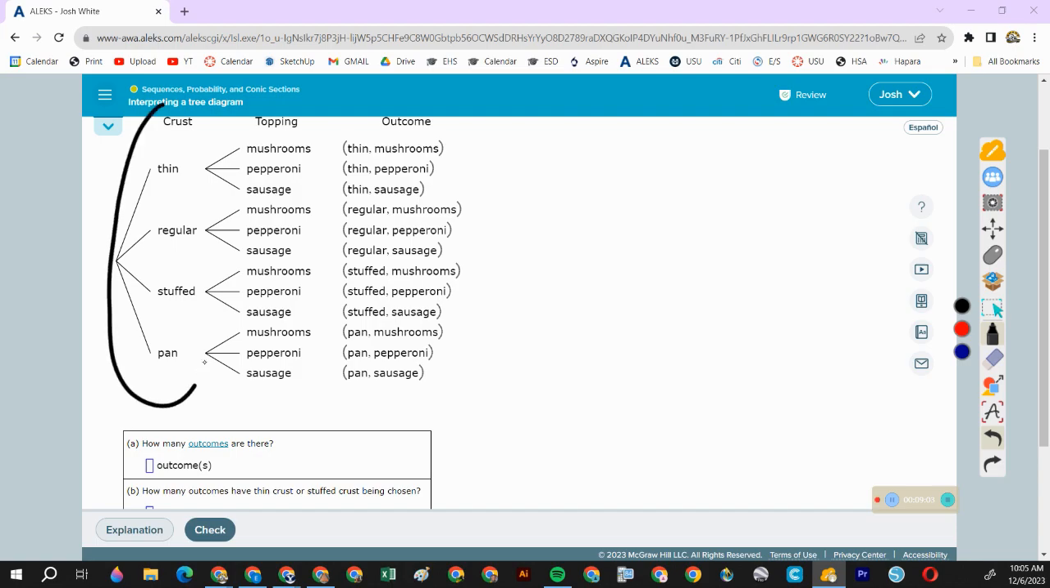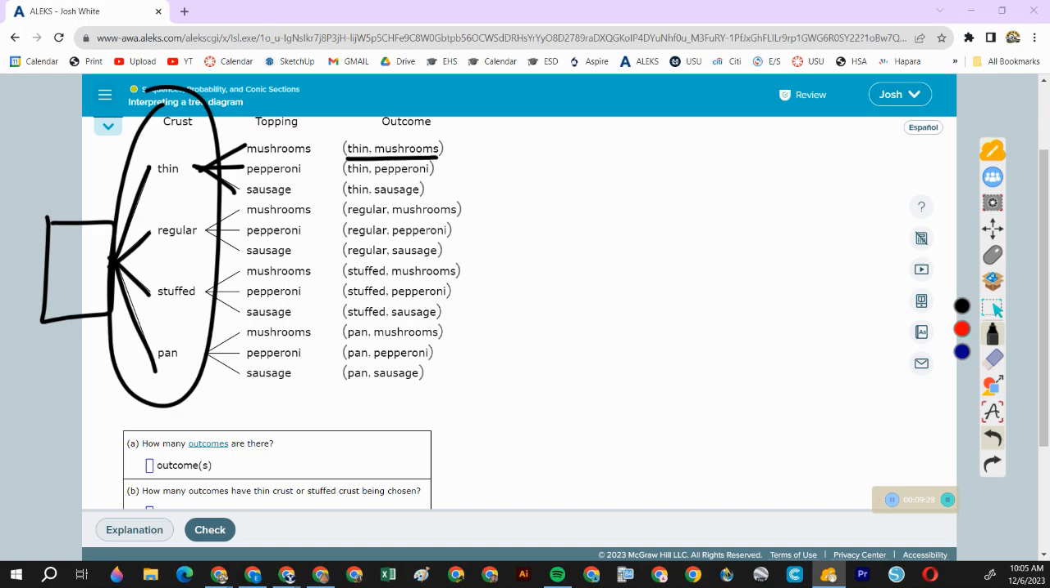Well, here are all of my crusts. So I take all possibilities and I break them into a thin crust, a regular crust, a stuffed crust, and a pan crust. And then I take those crusts and I'm allowed 1 topping on each pizza. So I could do mushrooms or pepperoni or sausage. So what are the outcomes? I could have a thin mushroom pizza, a thin pepperoni pizza, a thin sausage pizza, regular mushroom, on and on and on. That is called a tree diagram. Doesn't really look like a tree, right?